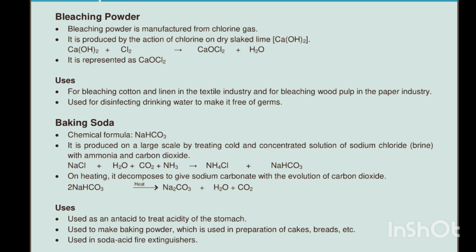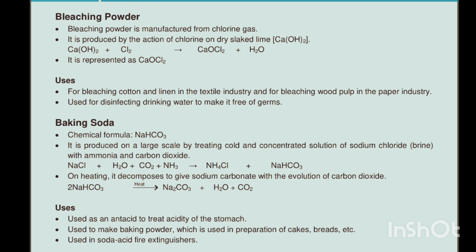So once more I'll tell you, bleaching powder is manufactured from chlorine gas. We are adding the chlorine to the dry slaked lime, that is Ca(OH)2. Slaked lime is also called calcium hydroxide. Calcium hydroxide plus chlorine gas give rise to calcium oxychloride. Calcium oxychloride is also called bleaching powder.